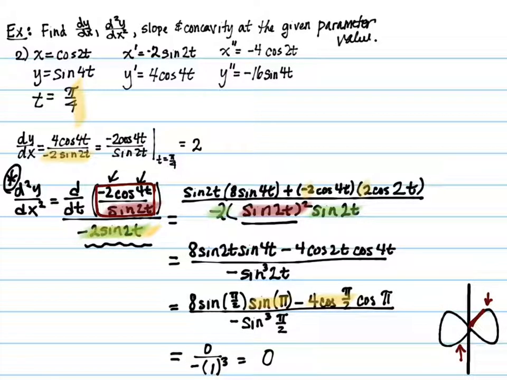So that's the reciprocal. If we clean up the numerator a little bit, I have 8 sine 2t sine 4t minus 4 cosine 2t cosine 4t, and the denominator ends up being negative 2, if I can put that 2 in there, and then sine cubed of 2t.